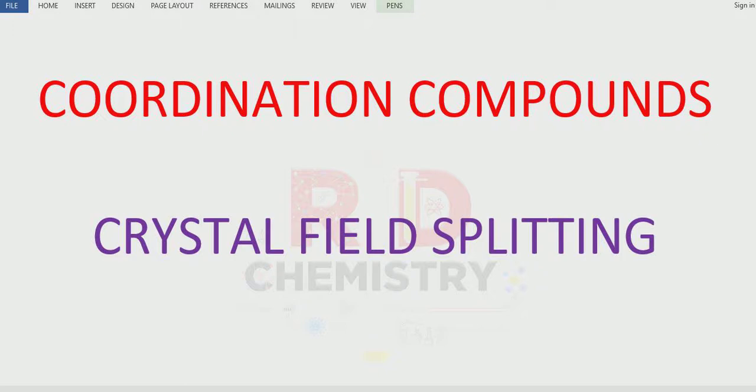So now I'll explain crystal field splitting. In the last video, you have studied the postulates of the crystal field theory, CFT. There we spoke about the d orbital splitting, correct? So we'll start with the types of the d orbitals.